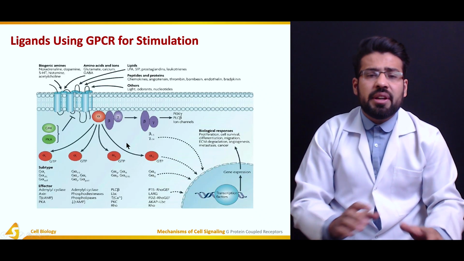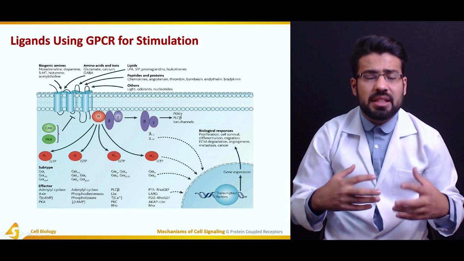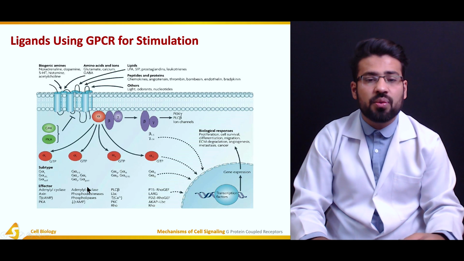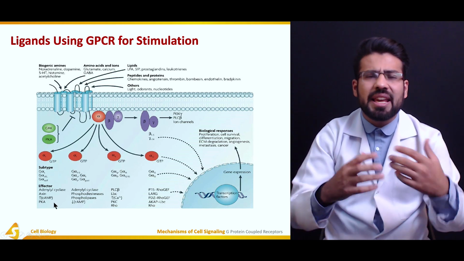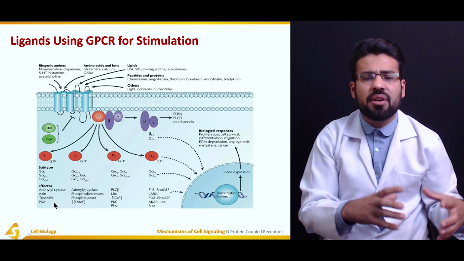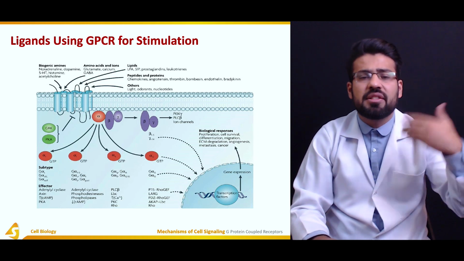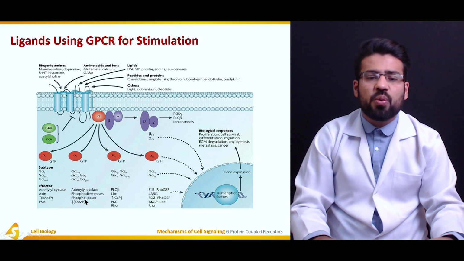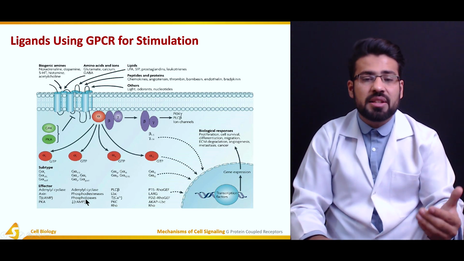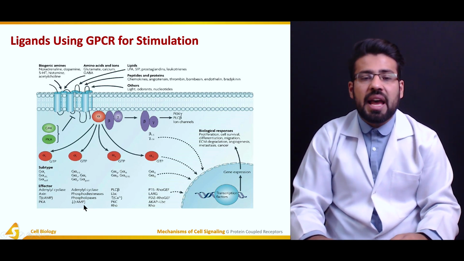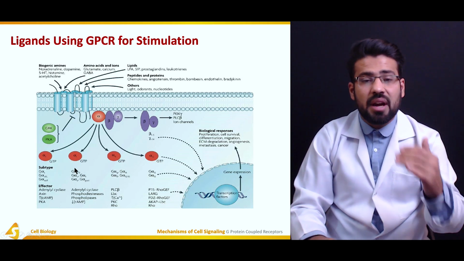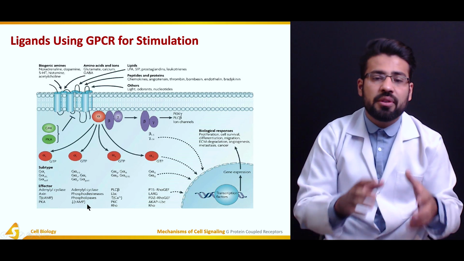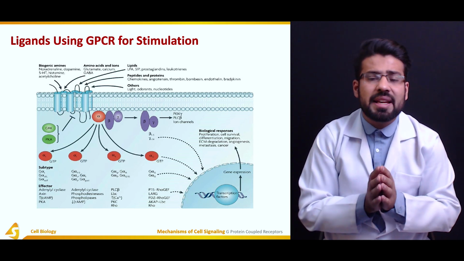So when we are talking about the ligands that use the GPCR for the stimulation, we have adenylate cyclase, we have effector molecules, cyclic AMP, and protein kinase A that causes the upregulation when these ligands are being activated. When we are talking about the alpha-i subunit, we have phosphodiesterases, phospholipases, and the alpha-i GTP that causes the downregulation of the cyclic AMP production. Same goes for the Rho protein and the protein kinase C.